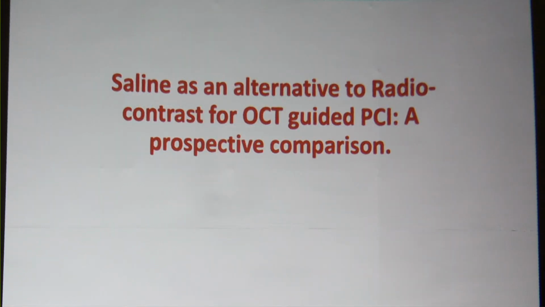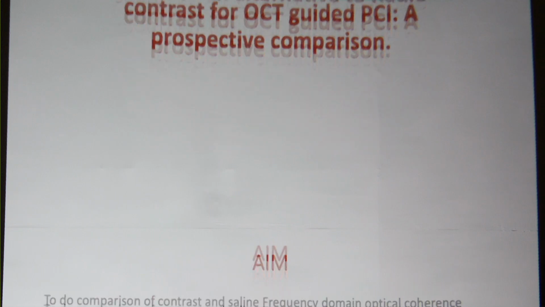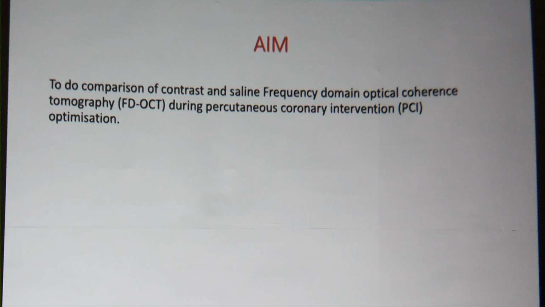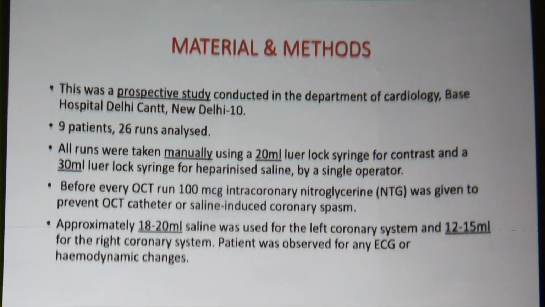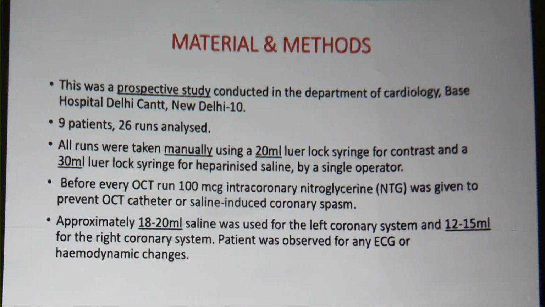We compared saline with radiocontrast, and we prospectively enrolled patients. The aim of this study was to compare saline and contrast as far as measured vessel parameters are concerned. This was again a prospective study in which we enrolled 9 patients, and 26 runs were analyzed. Again the injection was manual. We used a 20 ml Luer-Lok syringe for the contrast injection and a 30 ml Luer-Lok, in fact a BMV 35 ml syringe, for saline injection.